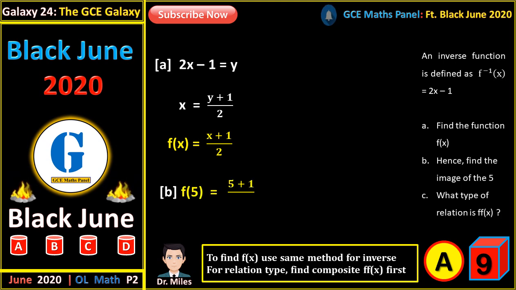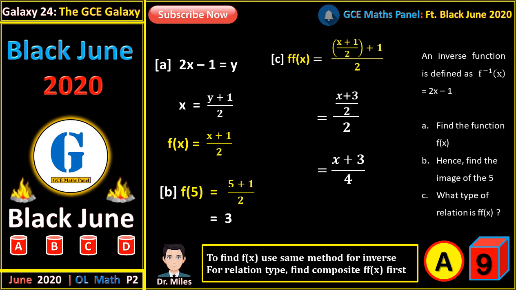Hence, find the image of 5. For the image of 5, you just have to look for f of 5, and that will give us 3. What type of relation is f of x? You first of all have to look for f of f of x, and that will be equal to f, replacing x by f of x, will have (x plus 1) on 2, all of that plus 1 on 2, and simplifying will give us (x plus 3) on 4.